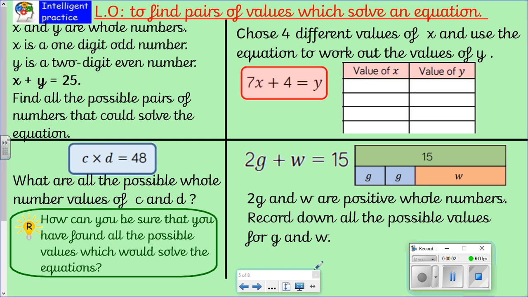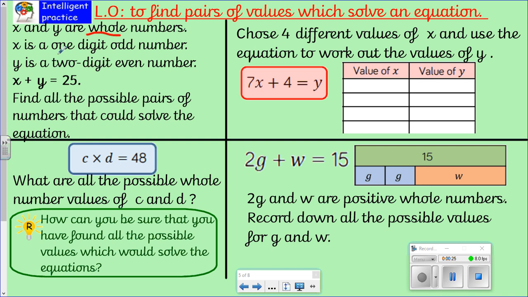Right, year six. This is your intelligent practice for Thursday's lesson. So they're all similar to what we've just done in the guided work, essentially. There's quite a few words here, so I will read to you what they all say. So x and y are whole numbers.